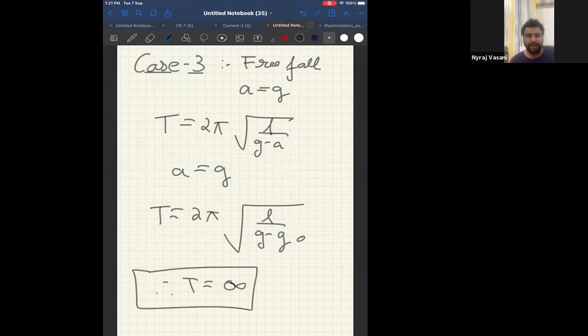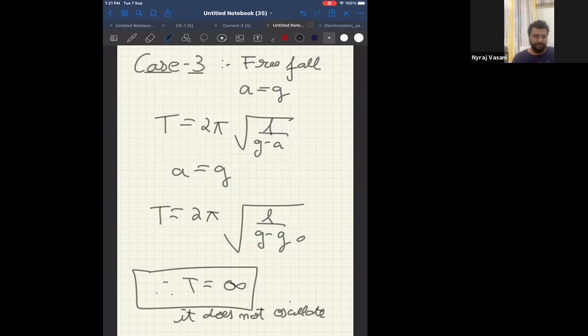If I tell you, I will take infinite time to come to your house, that means I'm not coming to your house. Because if I come to your house, that is finite time, correct? That means it is infinite time. Infinite time means it does not oscillate. It will remain stationary like this.